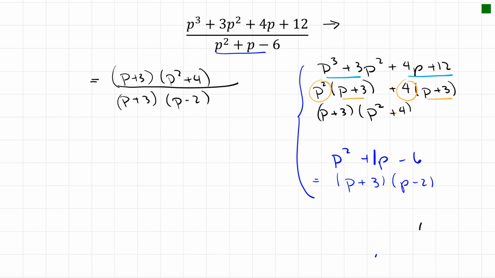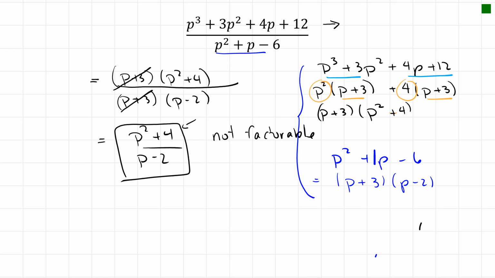p minus 2. Now I'm going to cancel these two here, and I'm left with p squared plus 4 over p minus 2. Now it's very tempting to think that this is factorable, but it's the sum of squares, so it is not factorable, which means the answer has to be left like this.